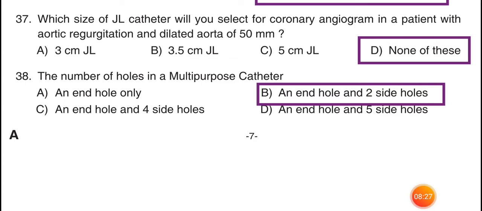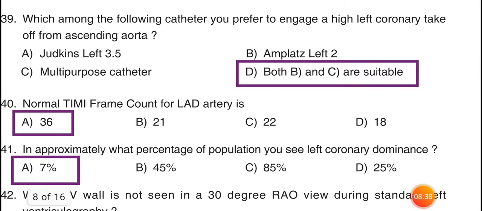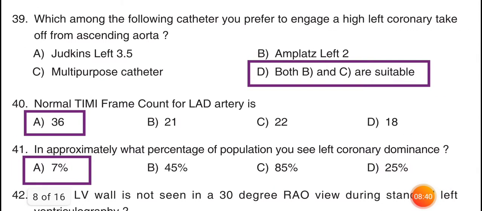38. The number of holes in multi-purpose catheter? Option B, an end hole and 2 side holes. 39. Which among the following catheter you prefer to engage a high left coronary take off from ascending aorta? Option D, both B and C are suitable.